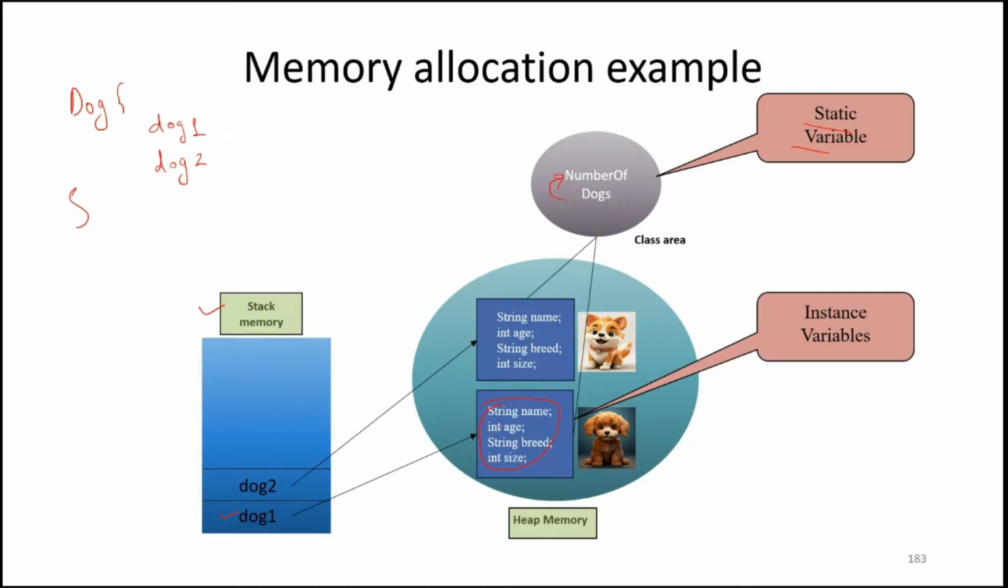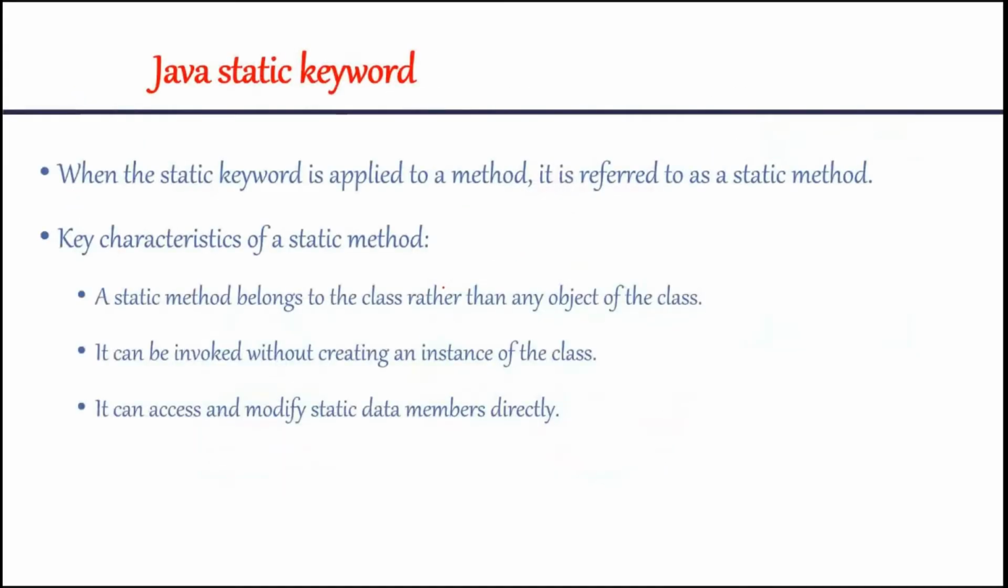First dog1 is created on the heap, and then dog2 is also created on the heap with personal copies of all these variables. But remember, this variable number of dogs is only created once, and it is shared by all the objects. Imagine you are creating another object, dog3. Where is it going to be created? Inside this heap also, and the number of dogs is going to be shared with the third dog object. That's the main thing, and you will learn more about this.